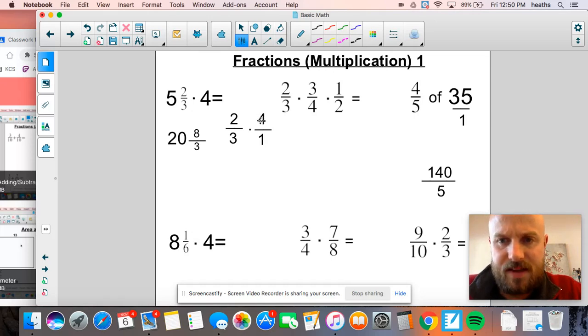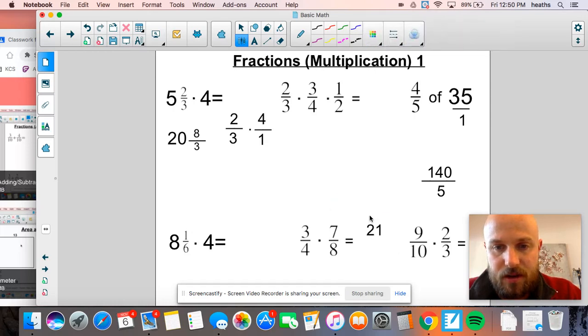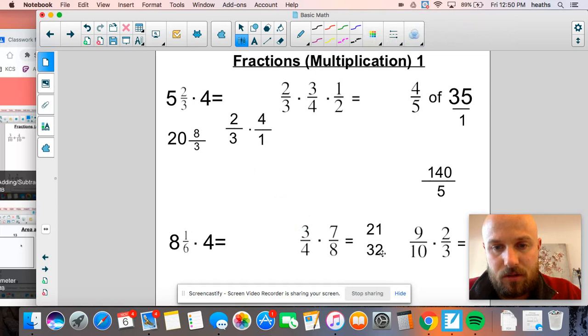The last thing I think we'll do is this one: 3/4 times 7/8. To multiply fractions, you simply multiply across. So 3 times 7 is going to give you 21, and then 4 times 8 is going to give you 32. I'm going to make a fraction bar really quickly, and that's your final answer for this one. So that's what you do. You multiply across.